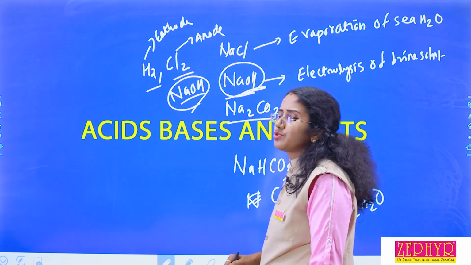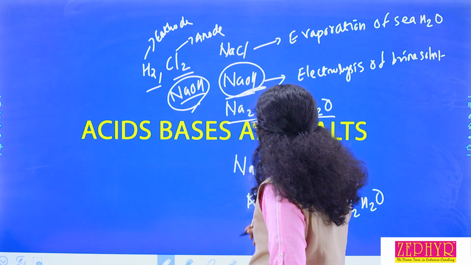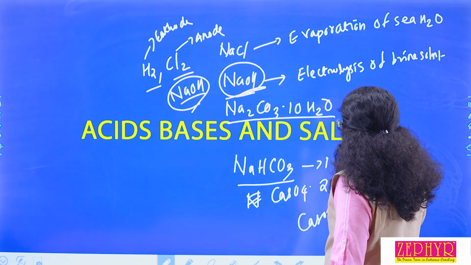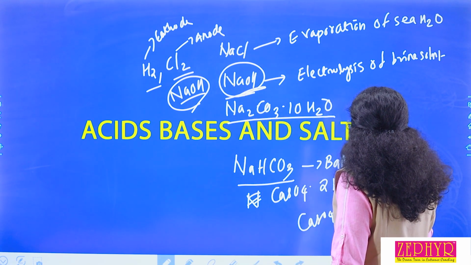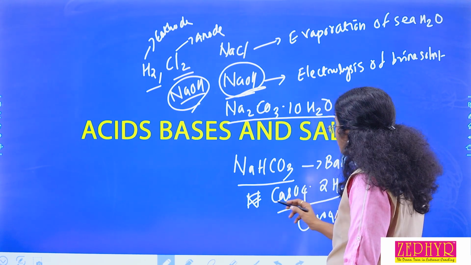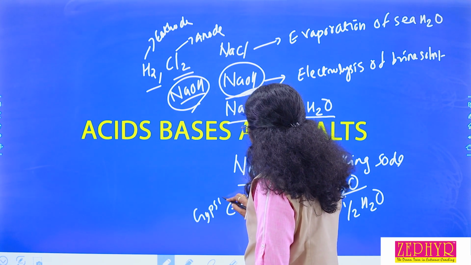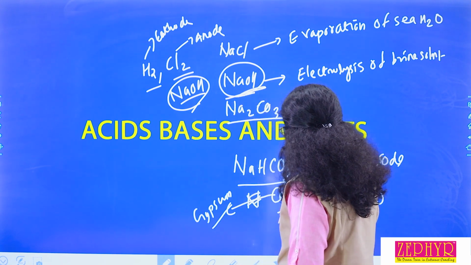Then Na2CO3 dot 10H2O is what? Washing soda. NaHCO3, that is baking soda. Then next, CaSO4 dot 2H2O, that is gypsum. Gypsum is an important ingredient in cement.